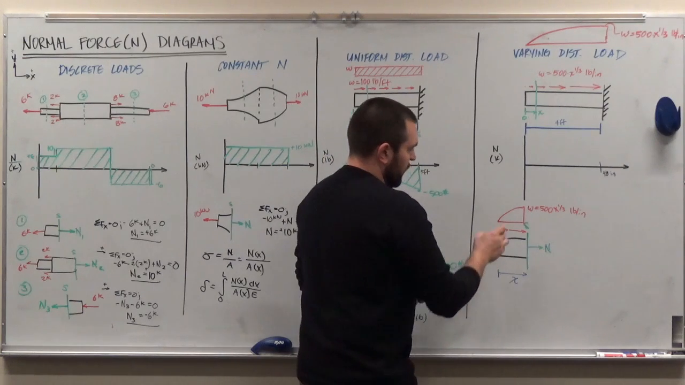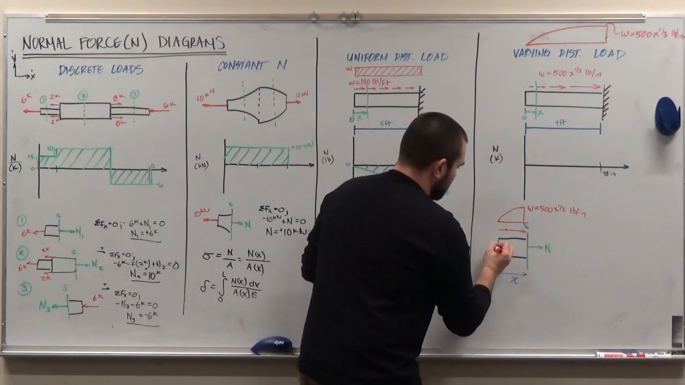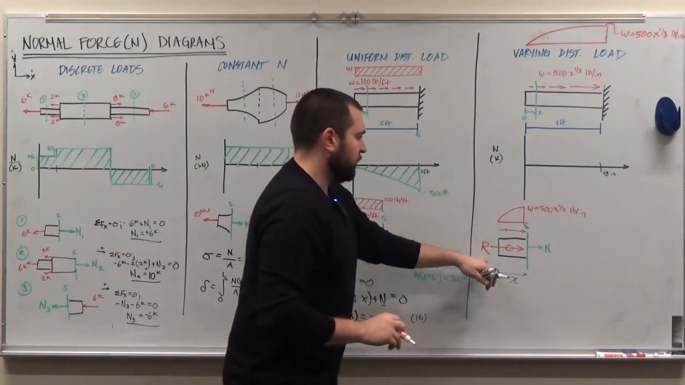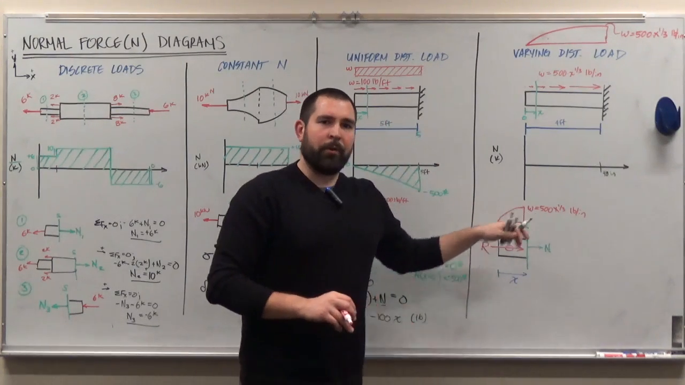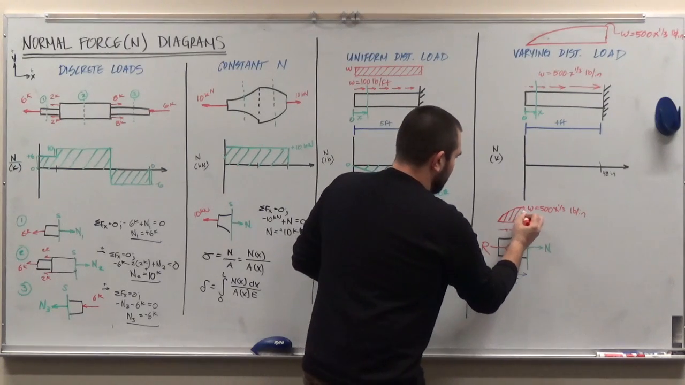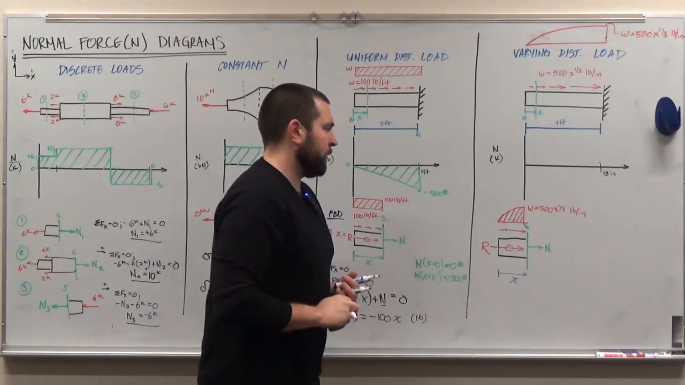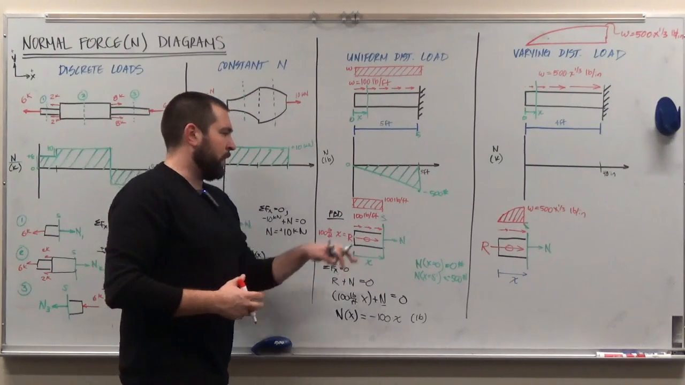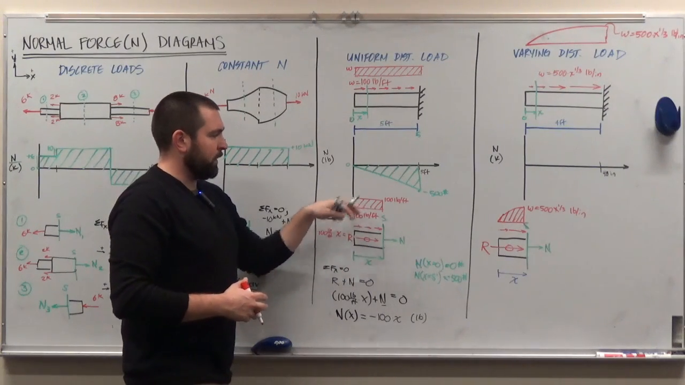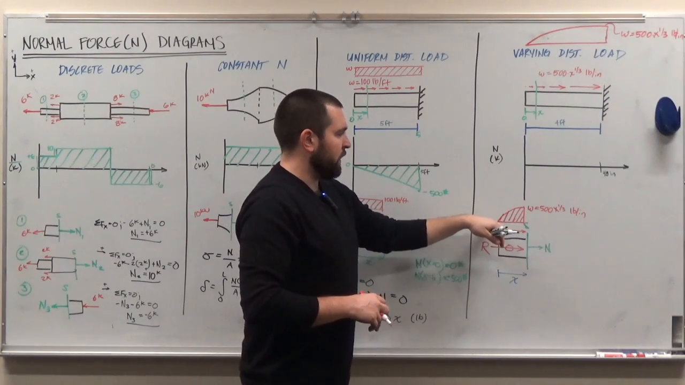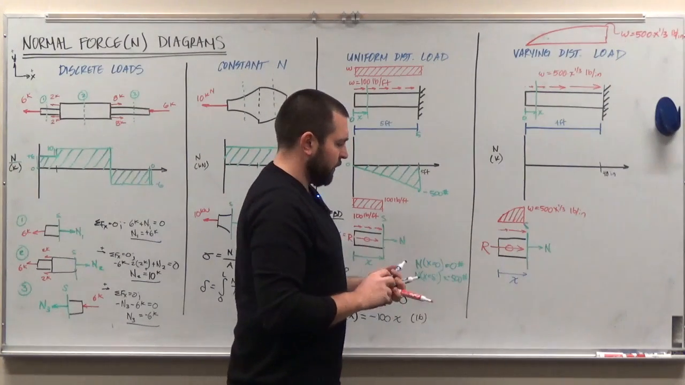And so if I want to figure out the resultant force, the resultant force will be equal to the area underneath this loading curve, this distributed loading curve. So I need to find the area underneath that curve. It's not just a rectangle at this point, so we can't just rely on basic geometry, base times height, to figure it out. Here we need to use an integral to calculate the area underneath that curve.